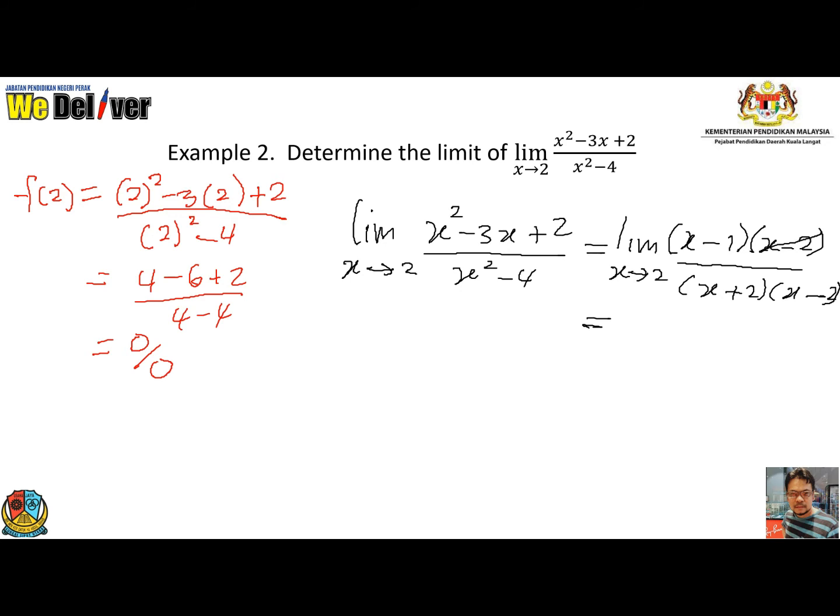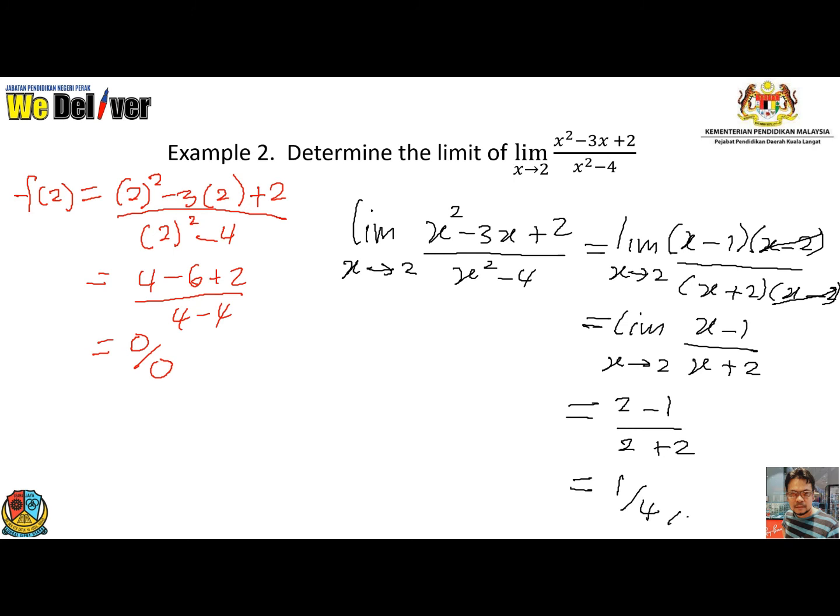cancel x minus 2, so you get the limit when x approaches 2 of (x minus 1) over (x plus 2). Then to find the limit value, just substitute the value of x, you get (2 minus 1) over (2 plus 2). So the limit value for the function (x squared minus 3x plus 2) over (x squared minus 4) when x approaches 2 is 1 over 4.